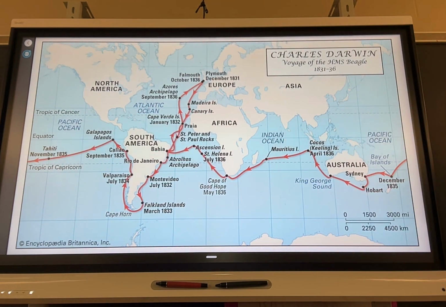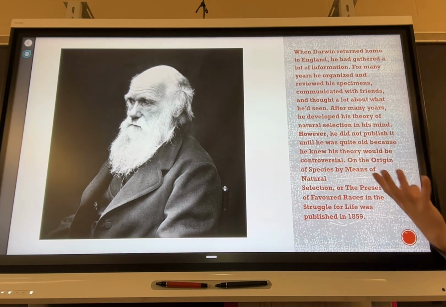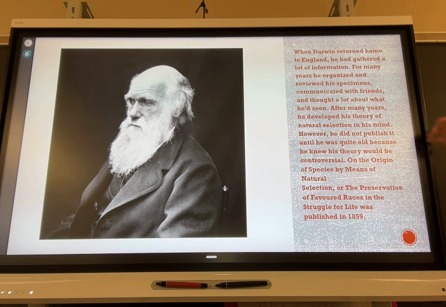This was a 5-year expedition where all he did was look at plants and animals and take samples. And what he found was that after he took many, many years of reviewing his specimens, of gathering evidence, he developed a theory on how natural selection, how the selection of different traits affects nature.